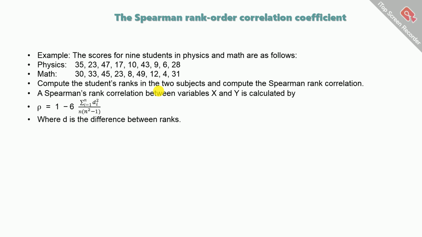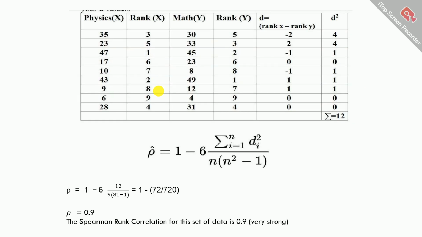Here in this formula, d is the difference between ranks, and in this slide you can see the 9 scores. These are the scores of 9 students in physics, and we denote that by x, and this is the score of 9 students in mathematics, and we denote this variable by y. So this is the rank of x. The rank of x can be calculated like that.